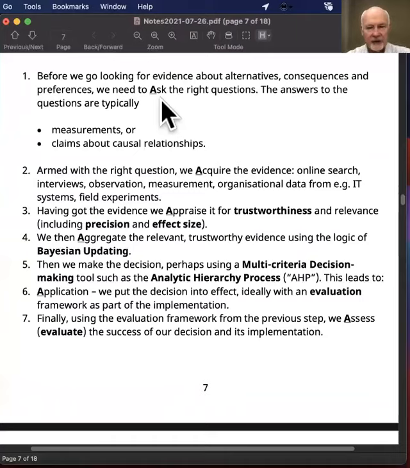So measurements could be things like, the question might be, what's the average age of my customers? That's a question where there are various ways you could do that. You might have to do a survey. You might have some data in your computer systems that you can pull out to help you get the answer to that. And we'll be looking at some techniques you can use during the course. That's fairly straightforward. Most of the time, I'd have to say that even when we're talking about measurements, we're probably really interested in causal relationships.